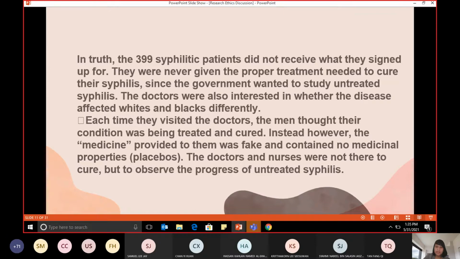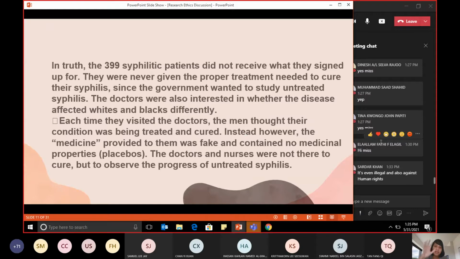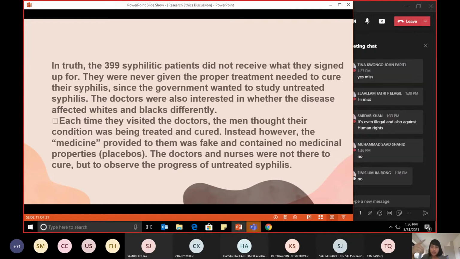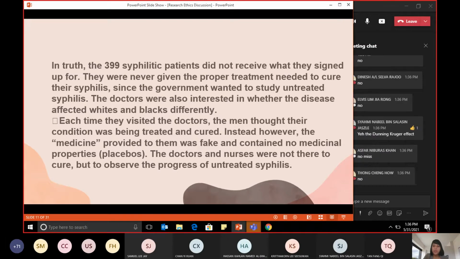There are no medicinal properties. Do you know what placebos are? Have you heard the term placebos? We have placebos and also nocebos. If you have time, you can conduct your study and talk about placebos and also nocebos. Placebos and nocebos are very good topics to be focused on for your PSE speech, because if you try to explore more, you will know more.